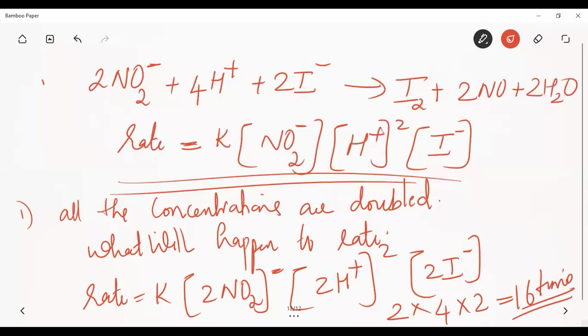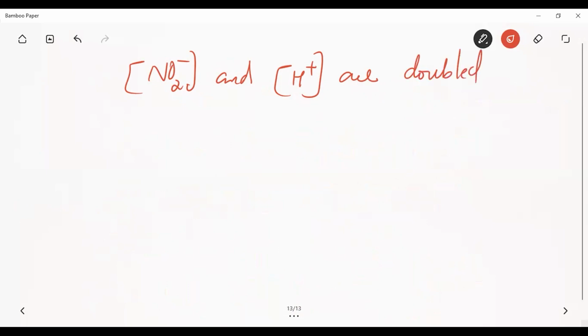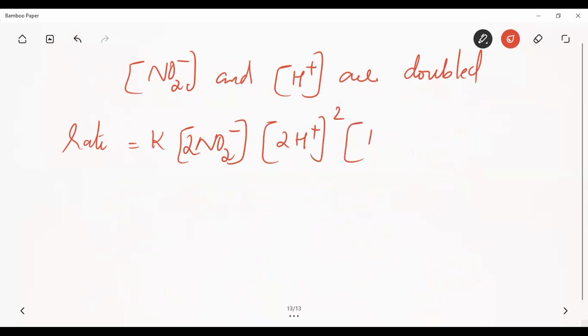Okay, one more question we will do. If the concentrations of NO2 minus and H plus are doubled, and nothing is happening to I minus, what will happen? Rate is equal to the rate constant times NO2 minus, which is doubled, and H plus, which is also doubled, and nothing has happened to I minus. So what will happen? 2 times 2 squared, that is 4.